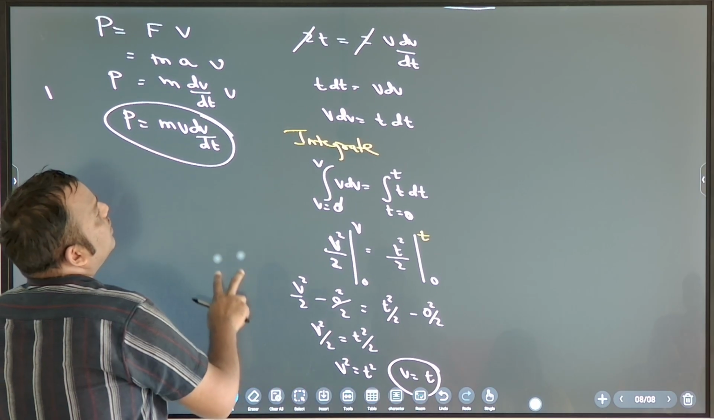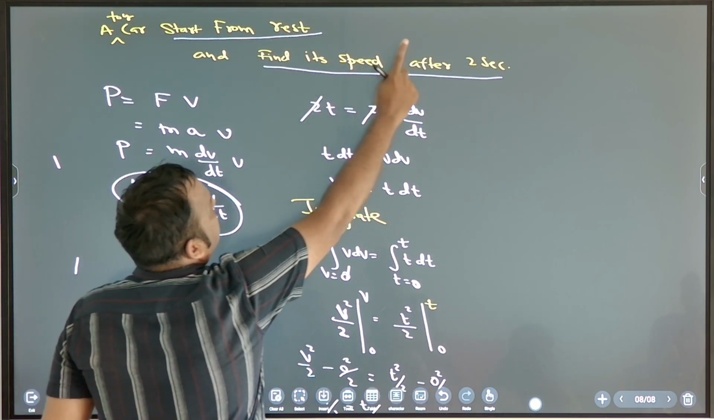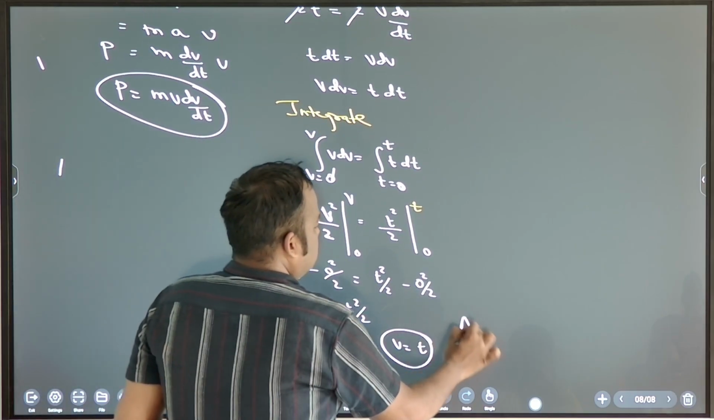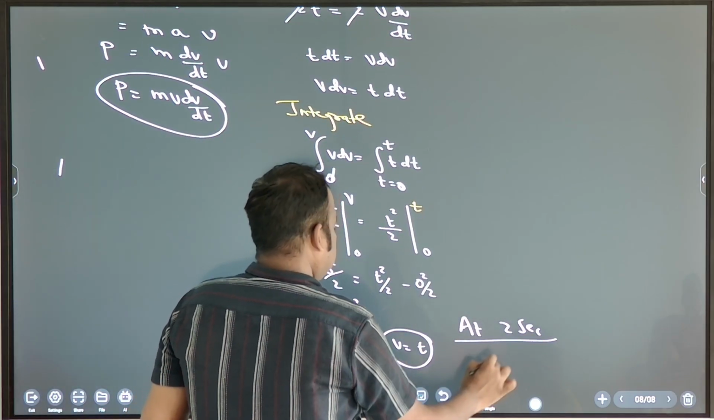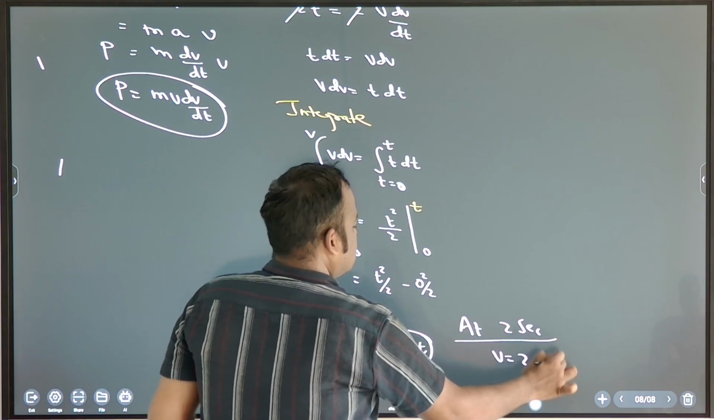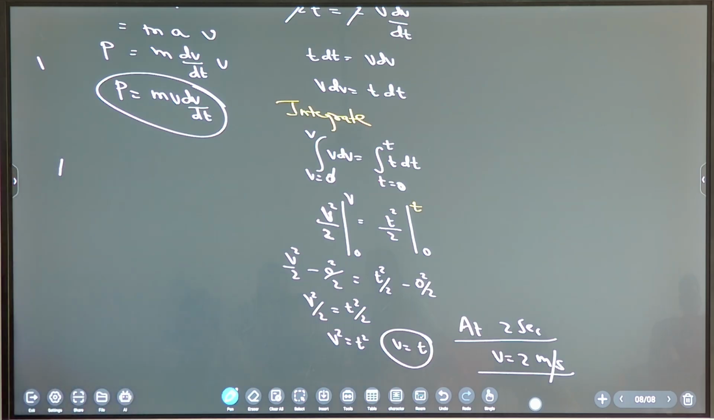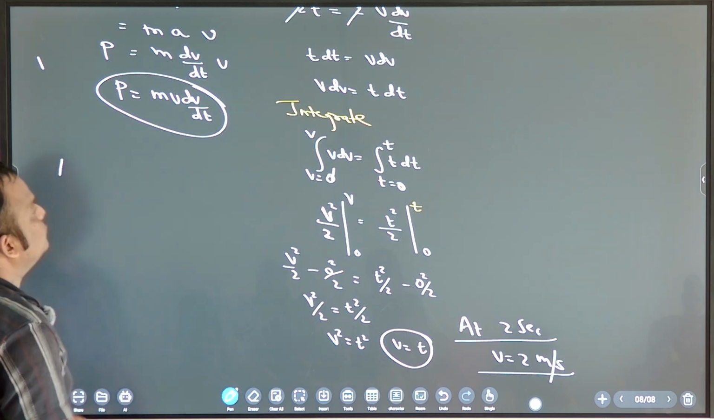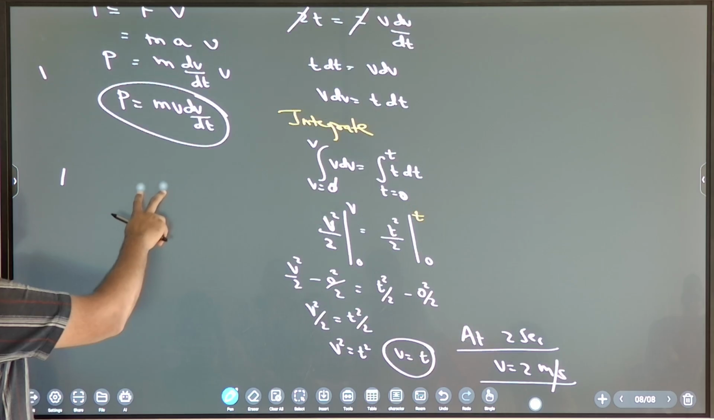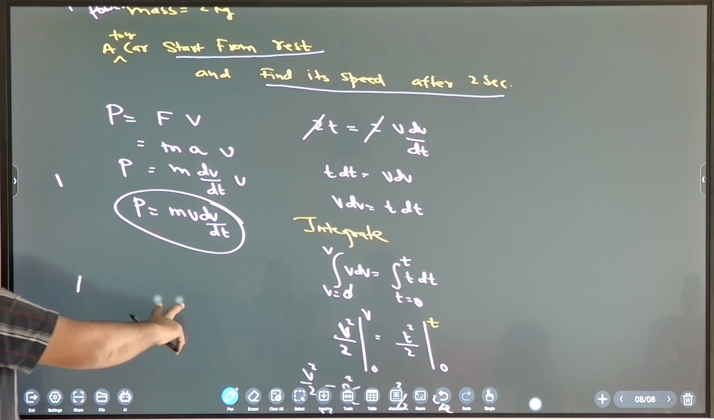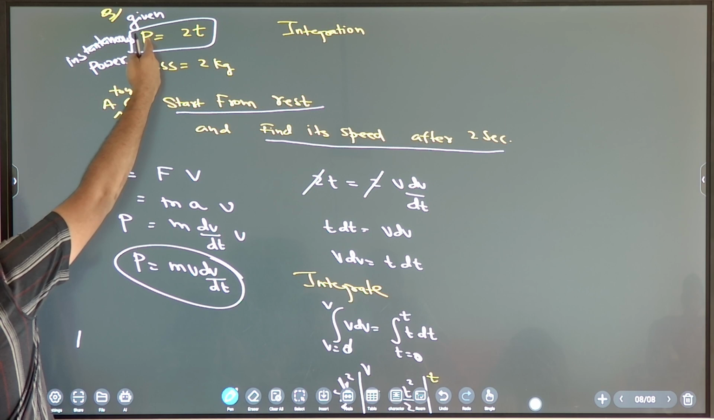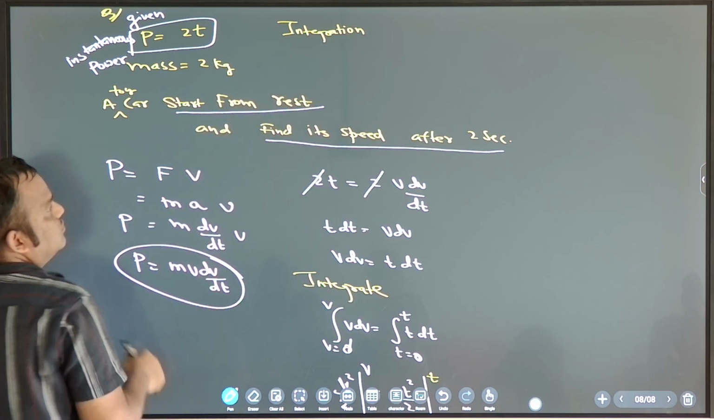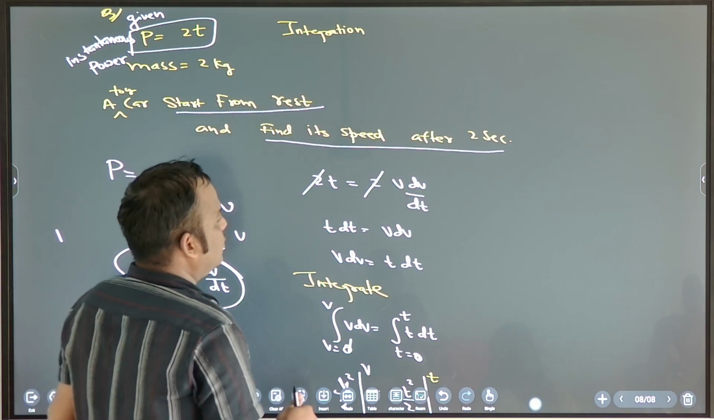Now at what time am I asking the speed? Find its speed after 2 seconds. So you substitute here. At 2 seconds, speed is equal to t, so 2 meter per second. After 2 seconds, speed is 2 meter per second. So v is equal to t. So this is integration. When power is given and I am asking speed, what are you using? Integration.